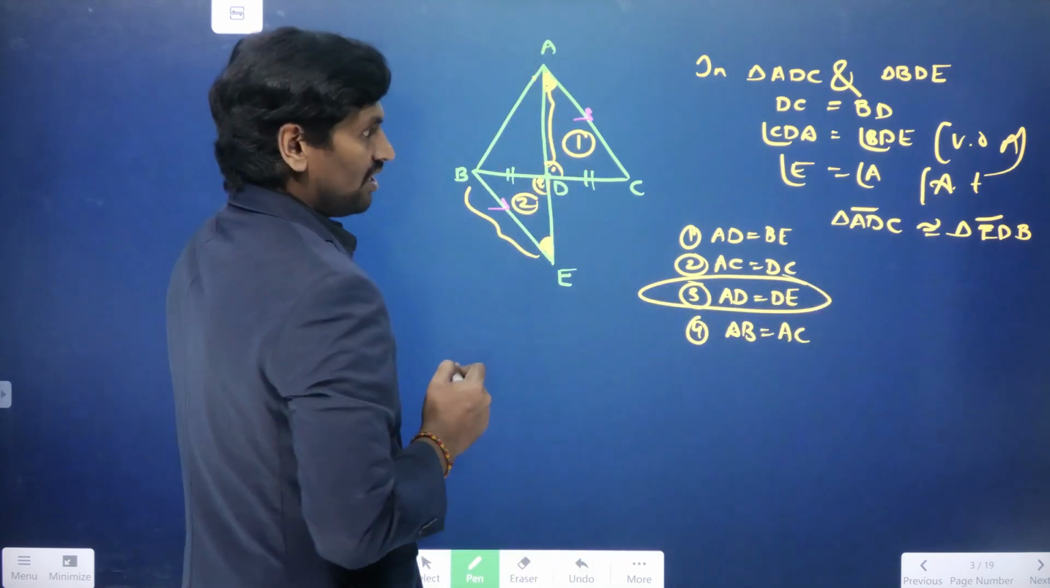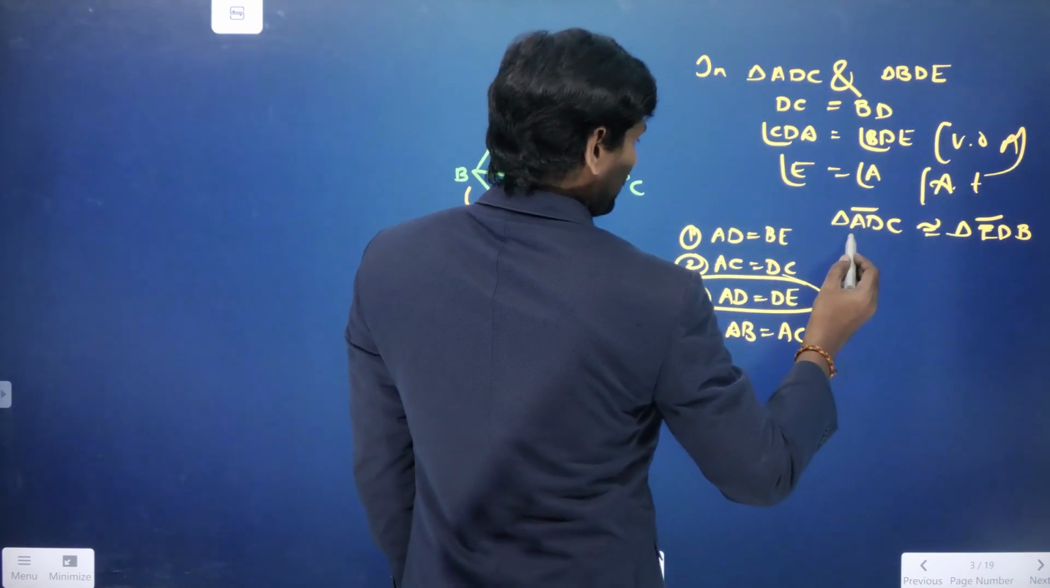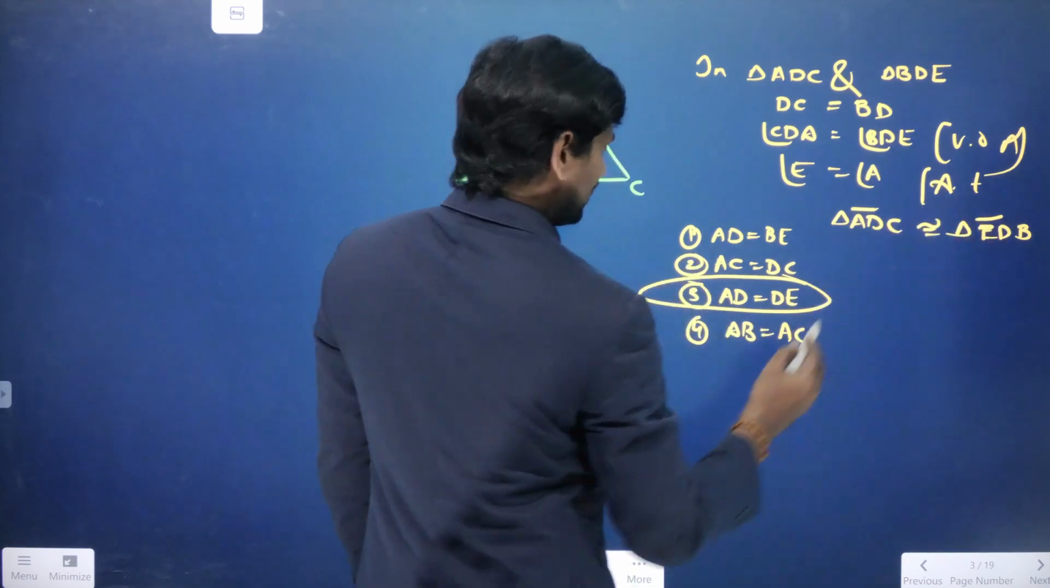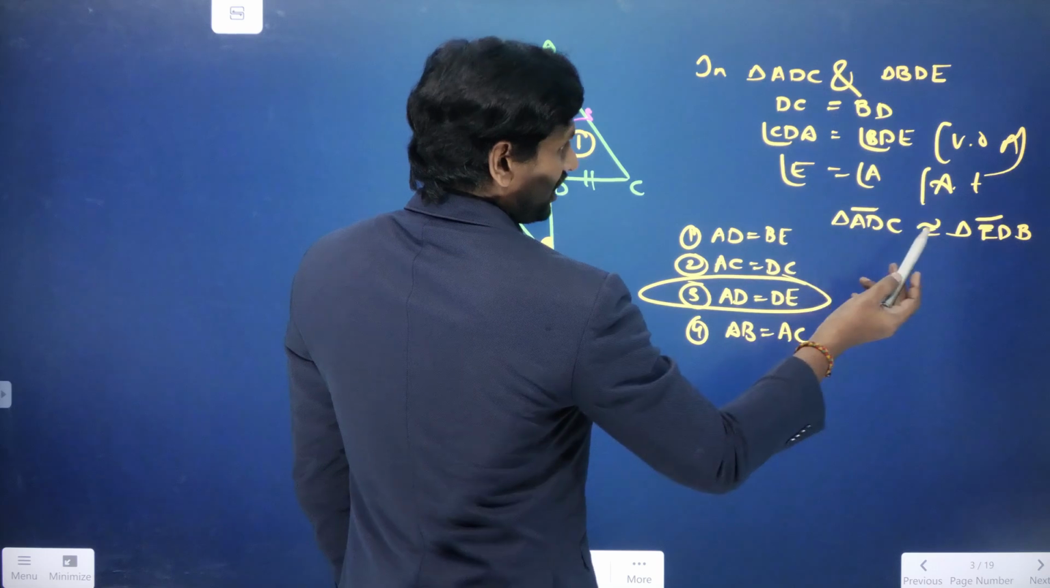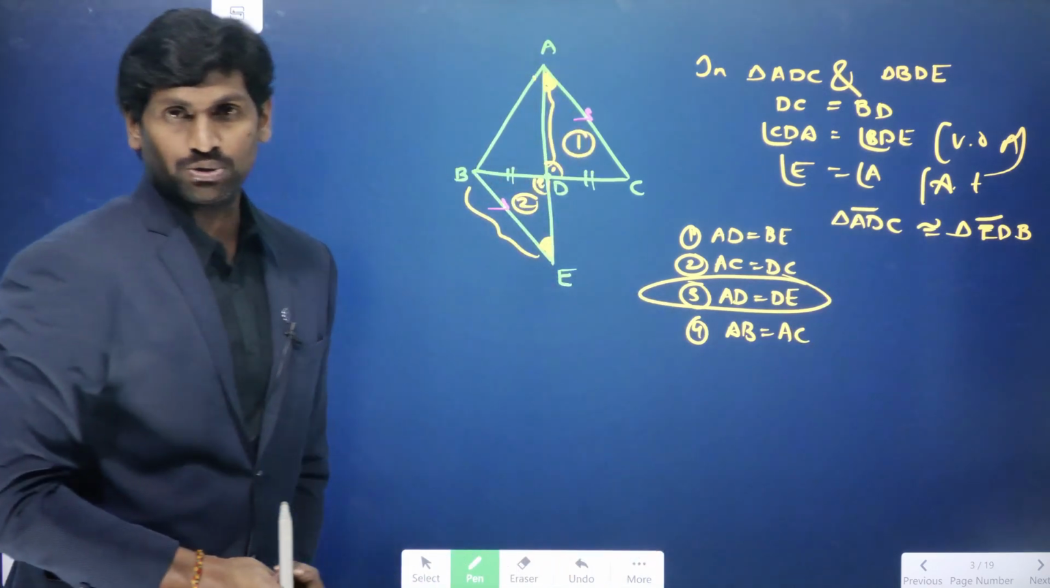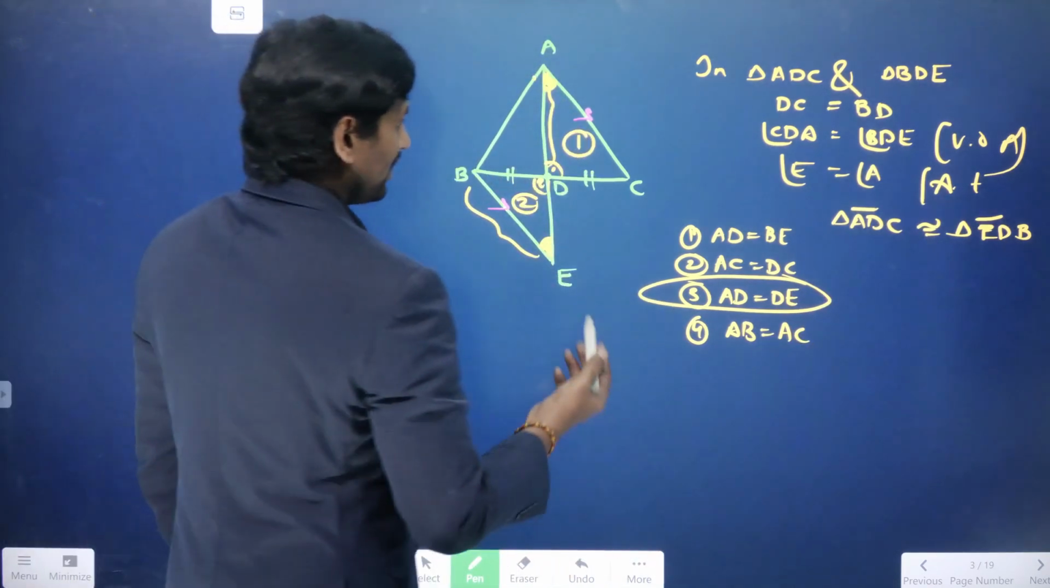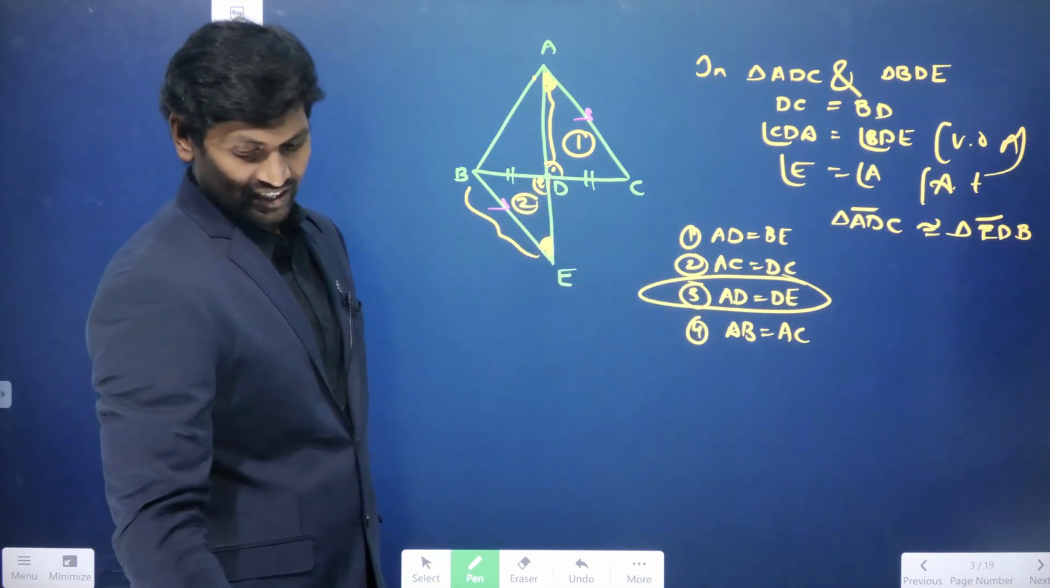Third option: or you can say take that AC length, BE length equal. AC is not given. AD equals DE, like that, that's it. Only the third option is true, by the congruent rule, the AAS congruent rule.